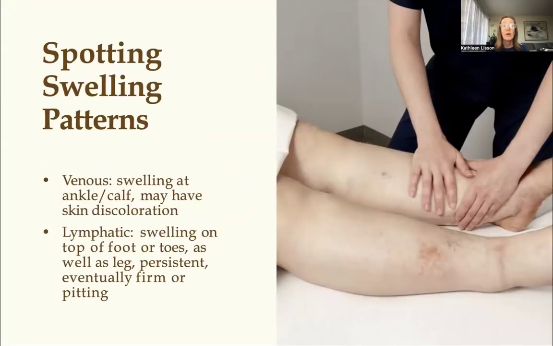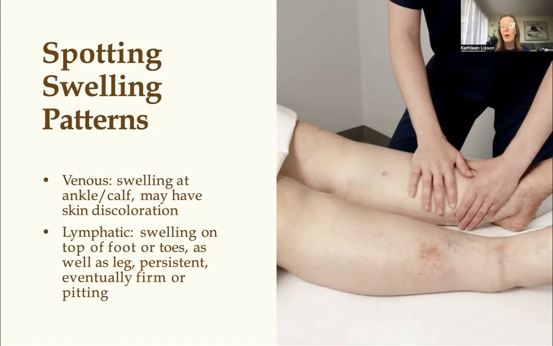What about swelling? What are the different swelling patterns? And I like this picture because there's a lot going on with this client that's getting her massage here in her legs. But they can have one or several of these issues. If they're having venous issues, the swelling is going to be at the ankle and the calf. They may have some skin discoloration. If it's more of a lymphatic issue, we'll see more swelling on the top of the foot, the toes, as well as the leg. So the lymphatic is going to involve the foot, particularly the top of the foot.